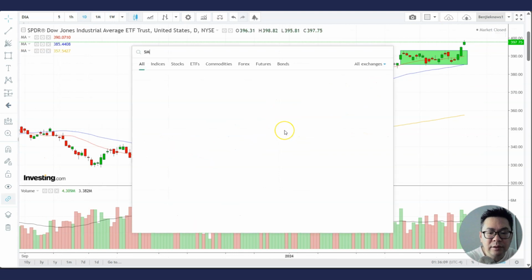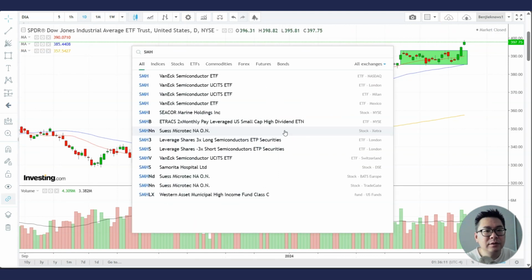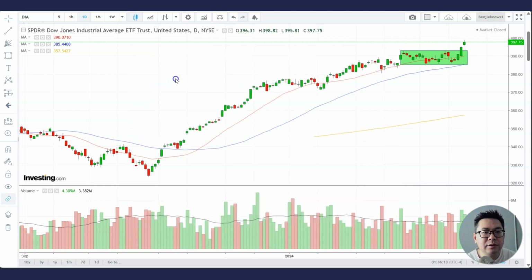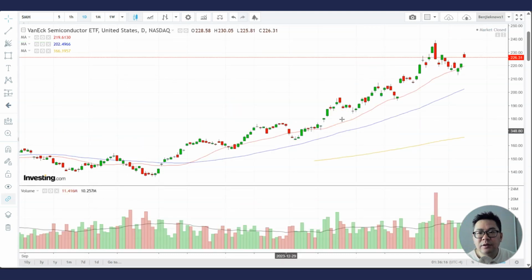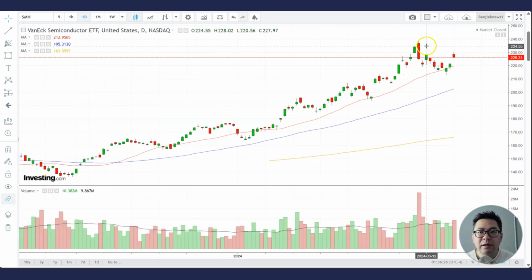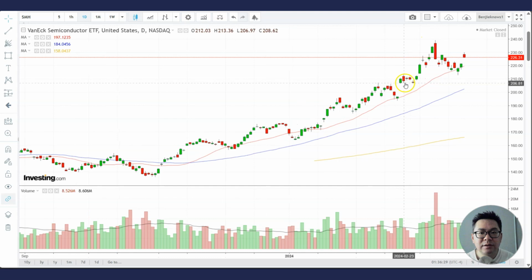Now let's take a look at the semiconductor sector. This is a very important sector for us to look at, because this is where stocks like NVDA, TSM and all kinds of tech semiconductor stocks are. So we have this SMH rising, making higher highs and higher lows. Look at the angle of the 20 MA, 50 MA, and 200 MA. It tells us to be bullish short term, mid term, and long term.